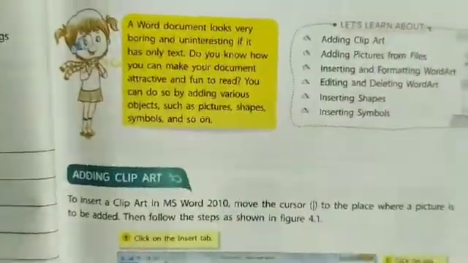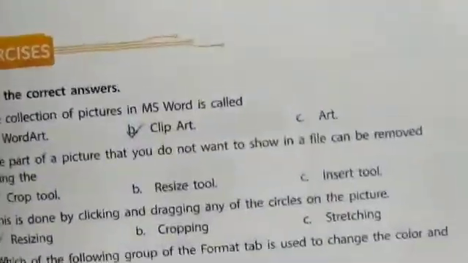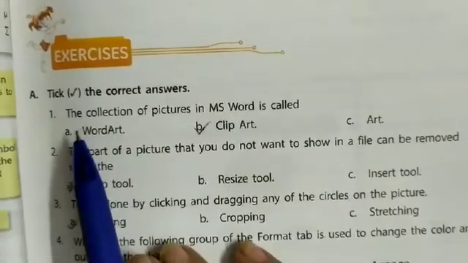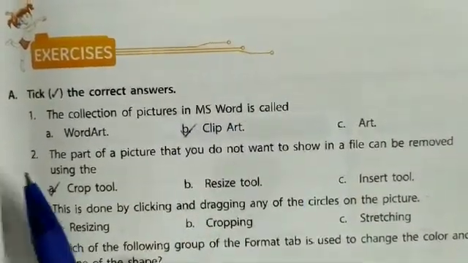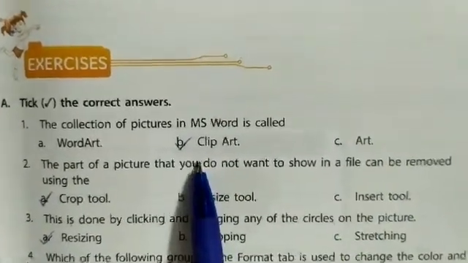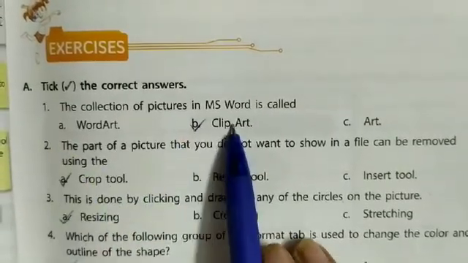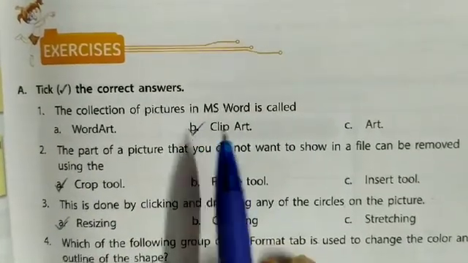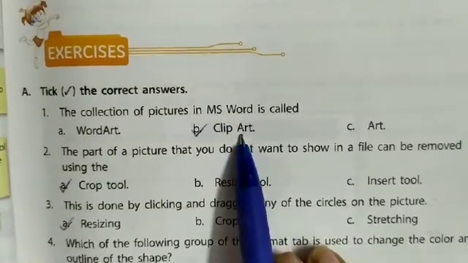After this, we will do MCQs or tick the correct answer. First one is, the collection of picture in MS Word is called A. Word art, B. clip art, C. art. So we have to put a tick mark on clip art. The collection of picture in MS Word is called clip art.